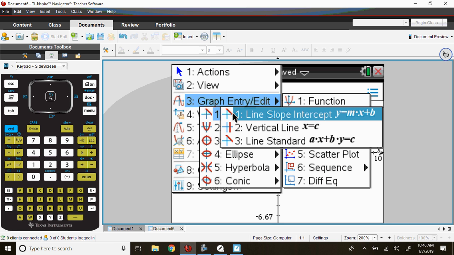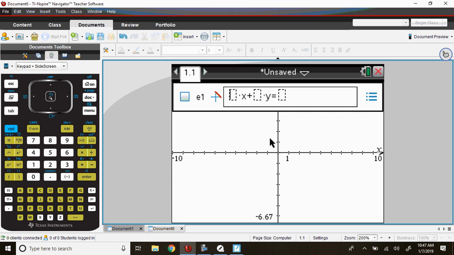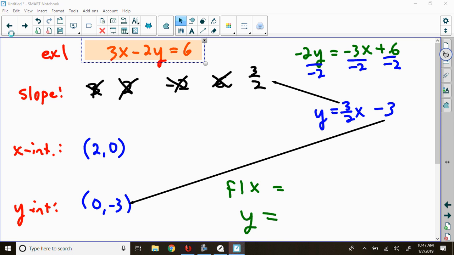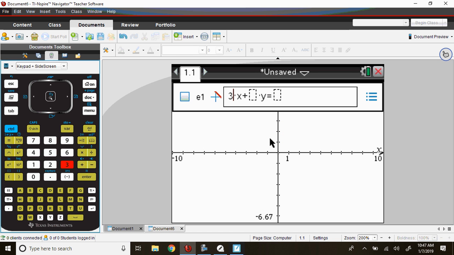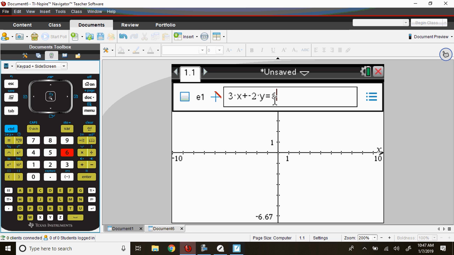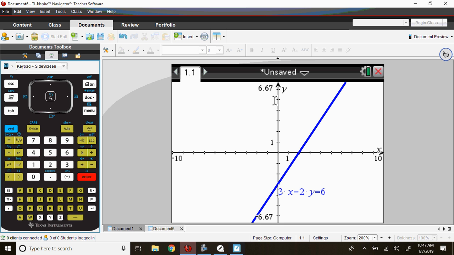So the first option is slope-intercept. Nope. Vertical line. Nope. We want line standard. Remember, we said this is in standard form, so we want standard. And we're plugging in coefficients. Our first coefficient is 3. Our next coefficient, it looks like -2, so we'll plug in a -2. And then the last coefficient is 6, and we'll plug in the 6. And we'll go ahead and press enter, and it graphs the line for us.